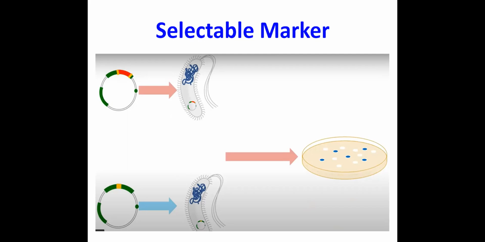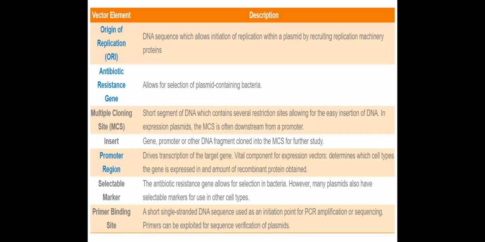In some vectors there is an antibiotic resistance gene which serves as a selectable marker. So basically the selectable marker is a marker, and the presence of that gene ensures whether the colony which you are getting after the transformation is carrying the recombinant vector or the non-recombinant vector.